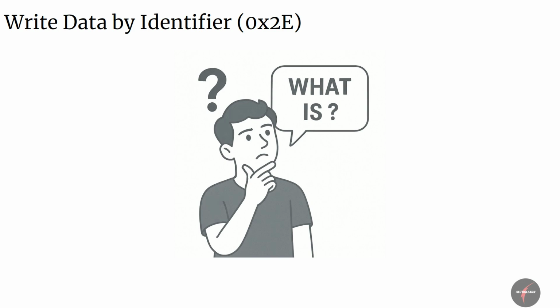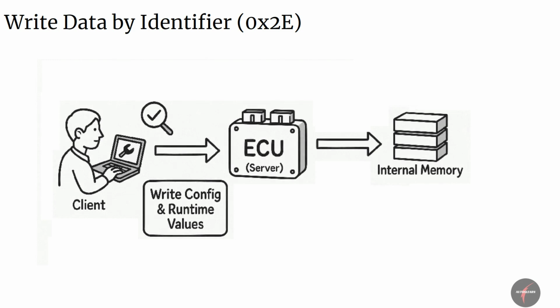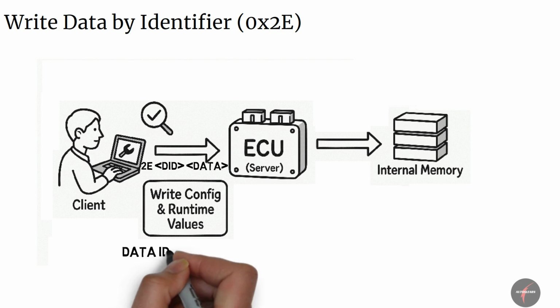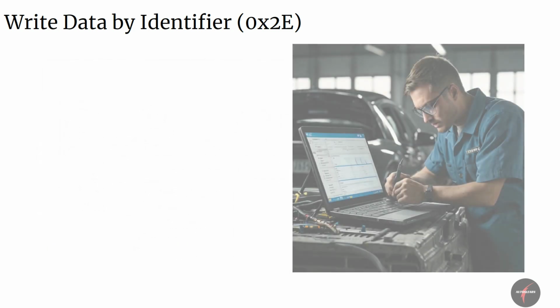What is Write Data by Identifier? This service allows a diagnostic client to write data into the internal memory of the server. The data is identified using a special code called the Data Identifier or DID. This is useful when updating configuration settings or runtime values, especially during diagnostics or development.